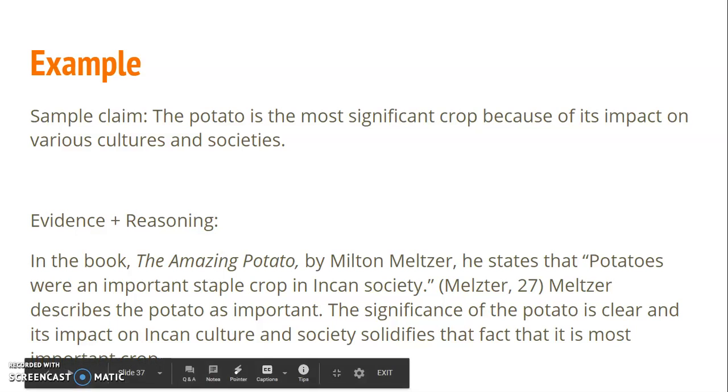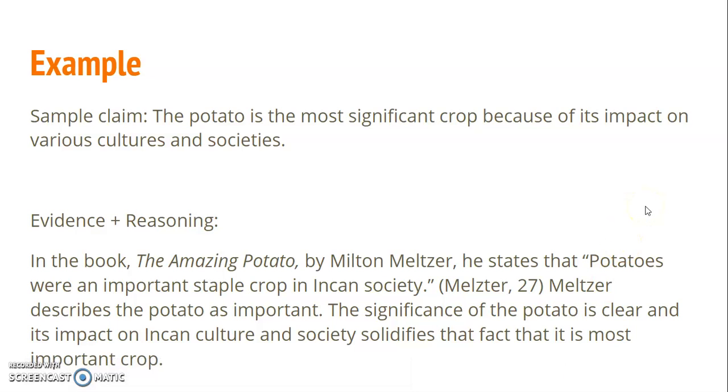So let's take a look at this example. Here's my piece of evidence. In the book, The Amazing Potato by Milton Meltzer, he states that potatoes were an important staple crop in Incan society. There's my citation. Meltzer describes the potato as important. The significance of the potato is clear, and its impact on Incan culture and society solidifies the fact that it is the most important crop.